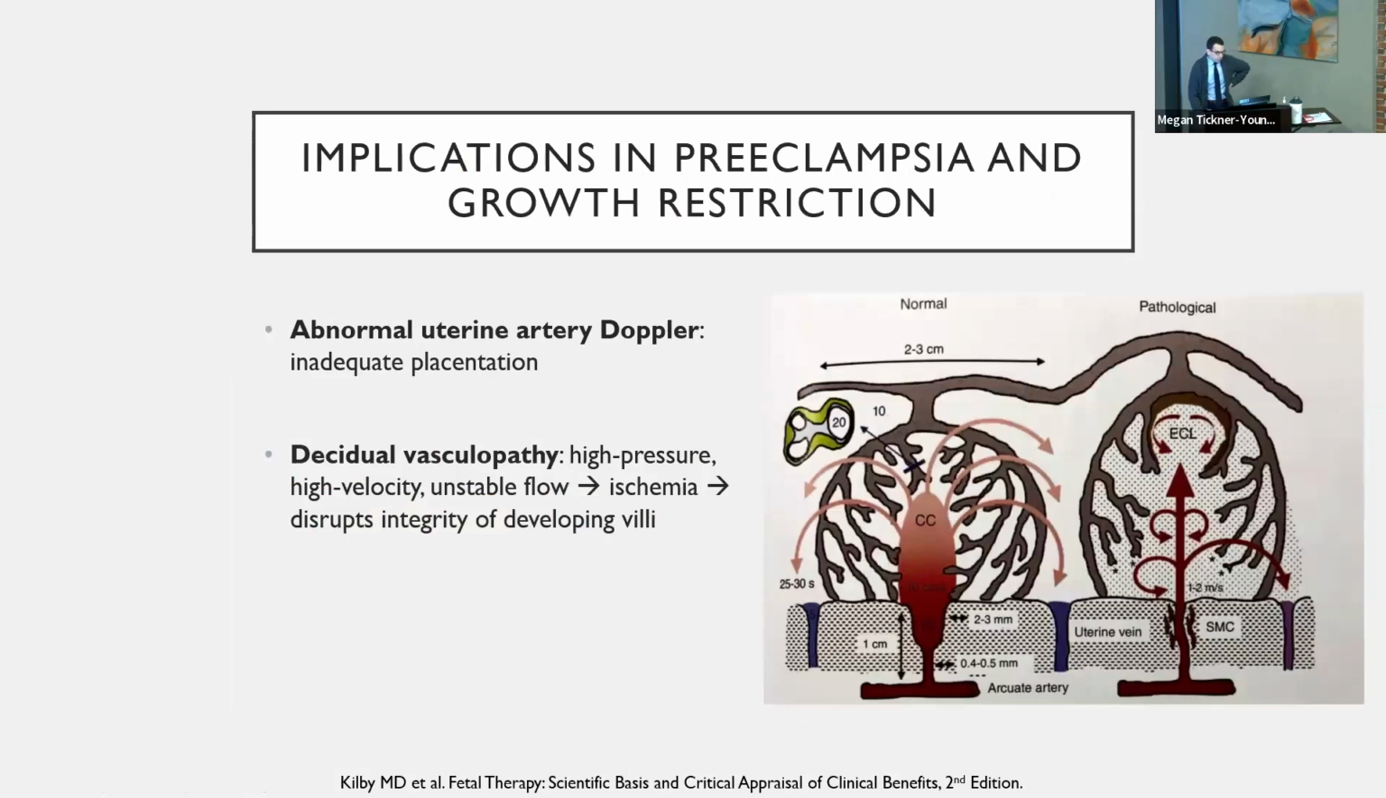In conditions such as preeclampsia and growth restriction, abnormal uterine artery Doppler studies indicate inadequate placentation and incomplete trophoblastic invasion, and they correlate with histology showing incomplete trophoblastic invasion of the spiral arteries. These pathologic changes in the decidua alter the intervillous blood flow in multiple ways, such as high pressure, high velocity, and unstable flow that causes ischemia and disrupts the integrity of the developing villi.